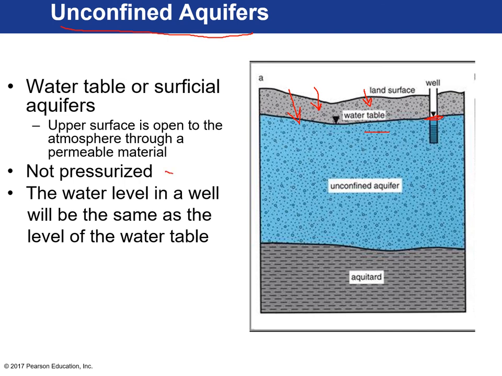It's not pressurized. The only problem is if you have an accident, an oil spill, garbage dump, chemical spill onto the ground, that can easily contaminate an unconfined aquifer. So that's the drawback, is that it can be easily contaminated from the land surface. Just imagine a truck or a storage facility, and they have some spillage, that can go right into the unconfined aquifer. So that's the small drawback there.